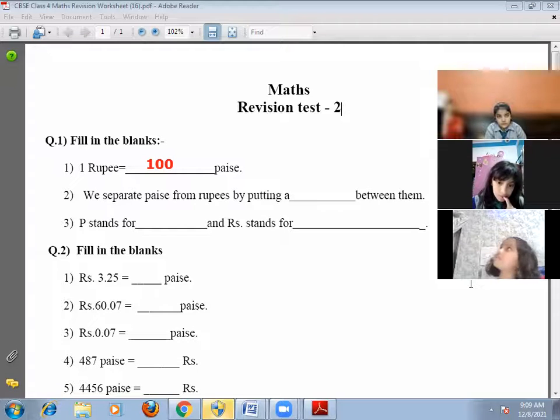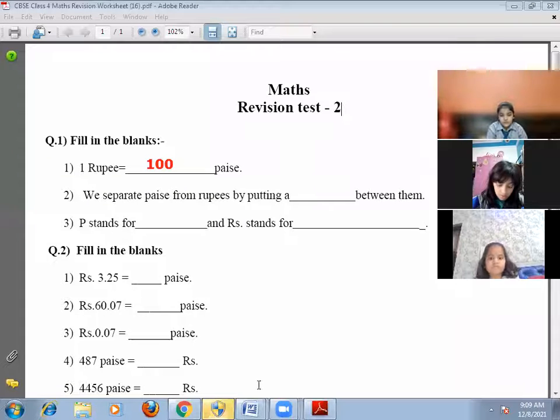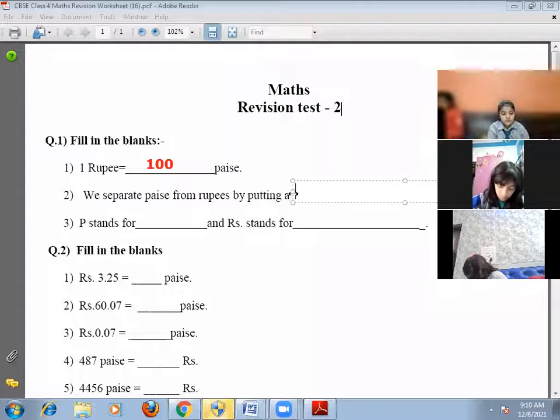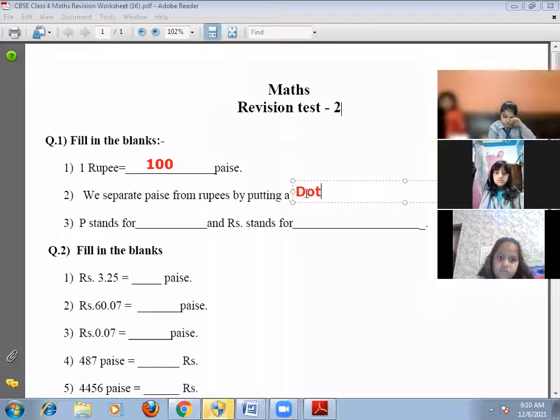Then 3 rupees 25 paise. So 3 rupees and the paise are 25. So what have we used here to separate rupees and paise? What symbol have we used here? Ma'am, point. So we are saying here dot. Is it clear? Ma'am, we have just used our brain. Everything will come in your exam, but you have to use your brain accordingly. So here we can write down dot, D-O-T, dot.